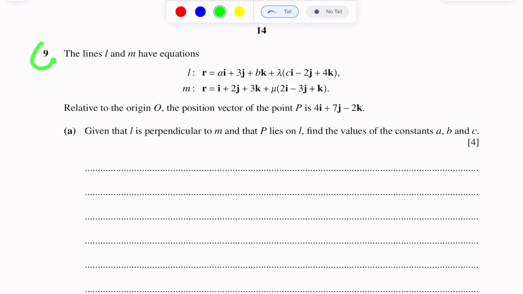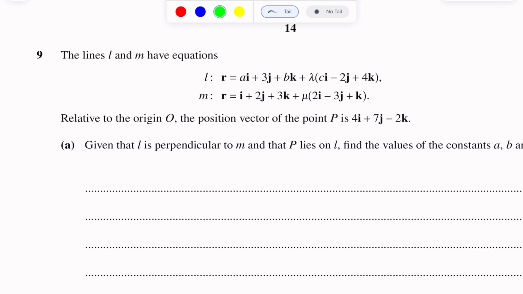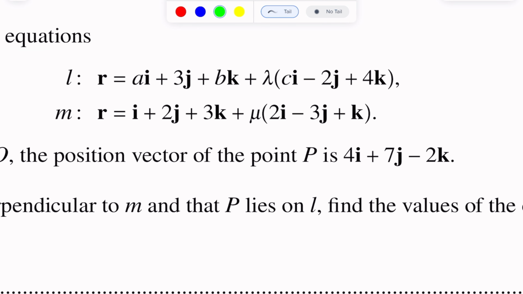Question number 9. This question is of vectors. The lines L and M have equations r = ai + 3j + bk + λ(ci − 2j + 4k). This is the vector equation of line L. This is the vector equation of line M: r = i + 2j + 3k + μ(2i − 3j + k).